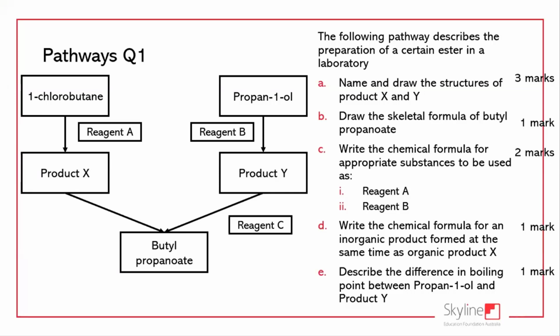Now, I don't know if you've ever seen an ester or produced one in a lab at school potentially, but they're actually very, very cool. They often smell very fruity and they are very interesting. So we're ending up with butyl propanoate, and we have 1-chlorobutane and propan-1-ol to begin with. Okay, so let's go through our questions.